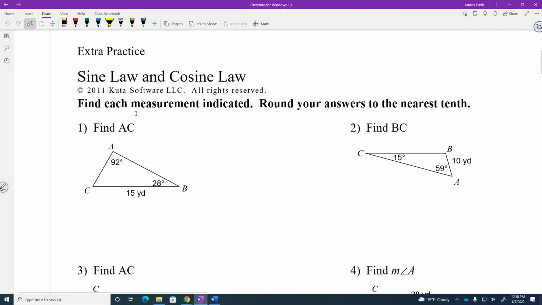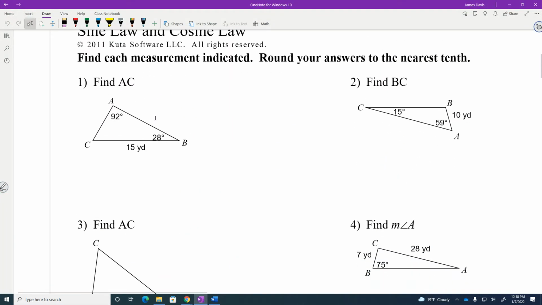Like this first one, we're asked to find this side of a triangle. How do we know which law we're going to use? Are we going to use the law of cosines, or the law of sines? Where do we get started on that?